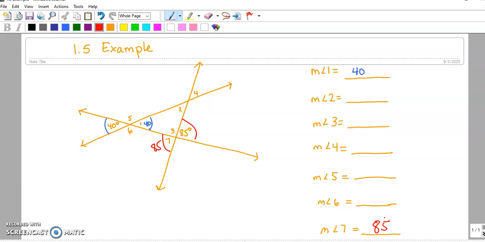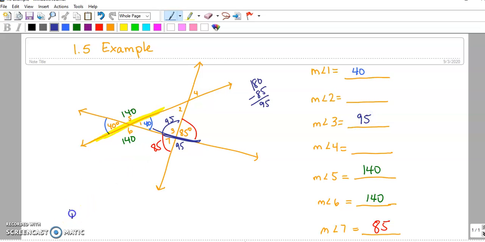How do we come up with these other ones? Well, remember, straight lines are 180. So if this is 180, 180 minus 40 is 140, and its vertical angle has to also be 140. So angle 5 and angle 6 are each 140. We can play that same game over here with this angle. This has to be a straight line, so 180 minus 85 is 95. So angle 3 is 95. This one's not labeled, but it would also be 95.